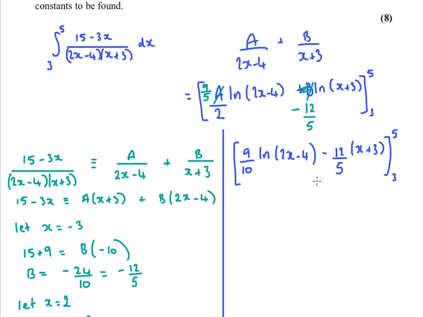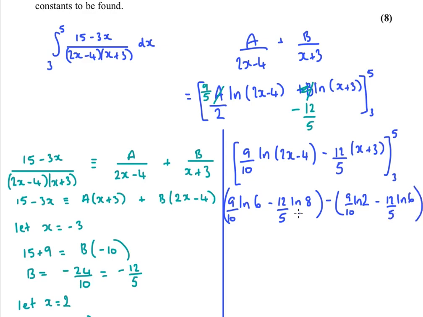So if we substitute in the 5, we're going to get 9/10 times the natural log of, what's that going to be, 6. When we sub it into here, we're going to have the natural log of 8, and then we're going to subtract the same when we put 3 in. So 9/10 natural log, when we put 3 in here, we're going to get natural log 2, and when we put it in here, we're going to get 12 over 5 natural log 6.